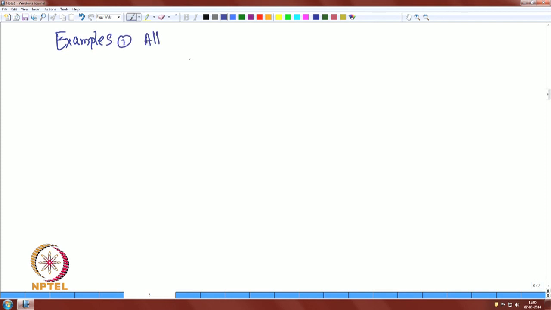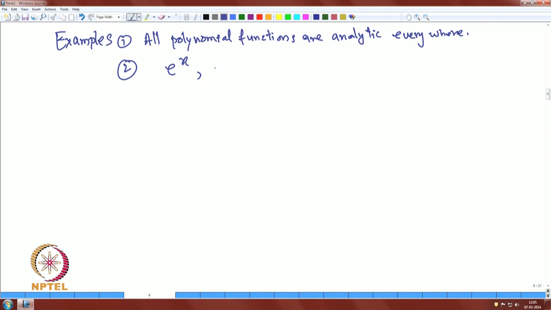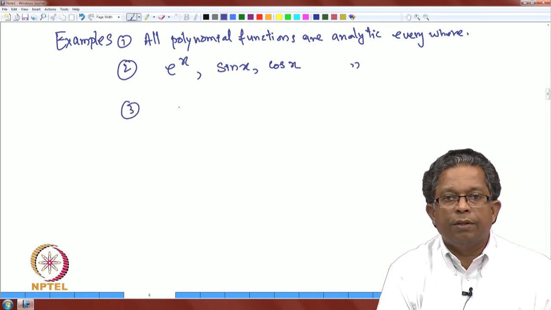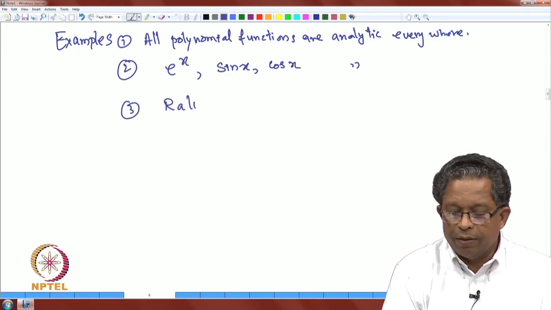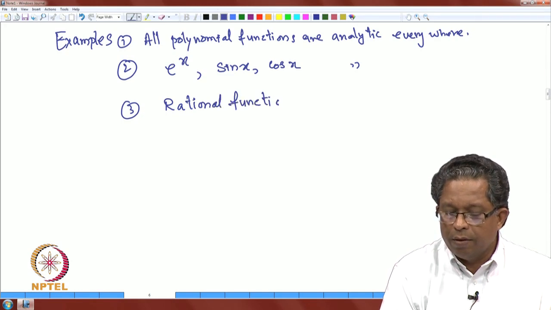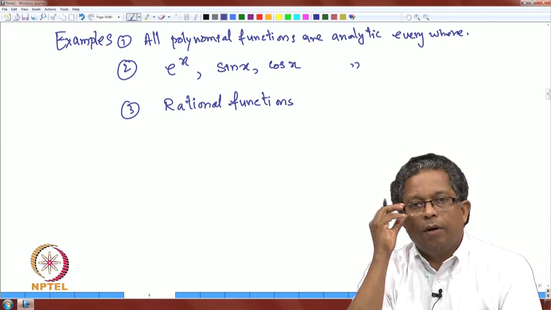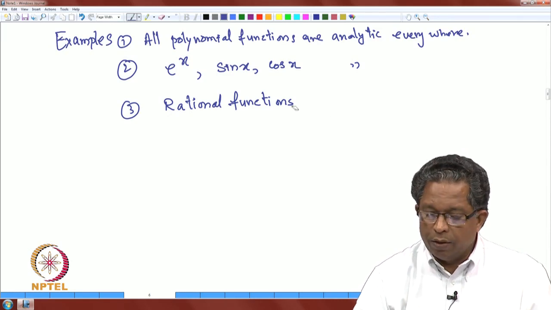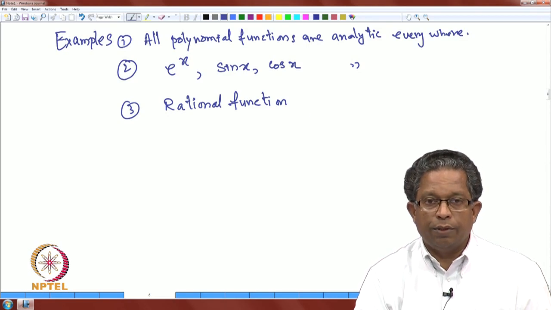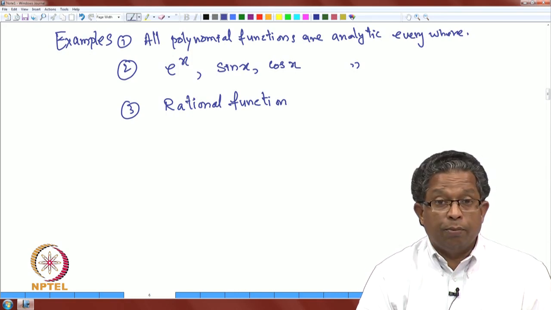Examples: all polynomial functions are analytic everywhere. Functions containing e to the power x, sin x, cosine x, they are also analytic. Another important class of analytic functions is all rational functions, of the form p x by q x, where p x is a polynomial and q x is a polynomial. So, rational functions are analytic at all points except the points at which the denominator is equal to 0.